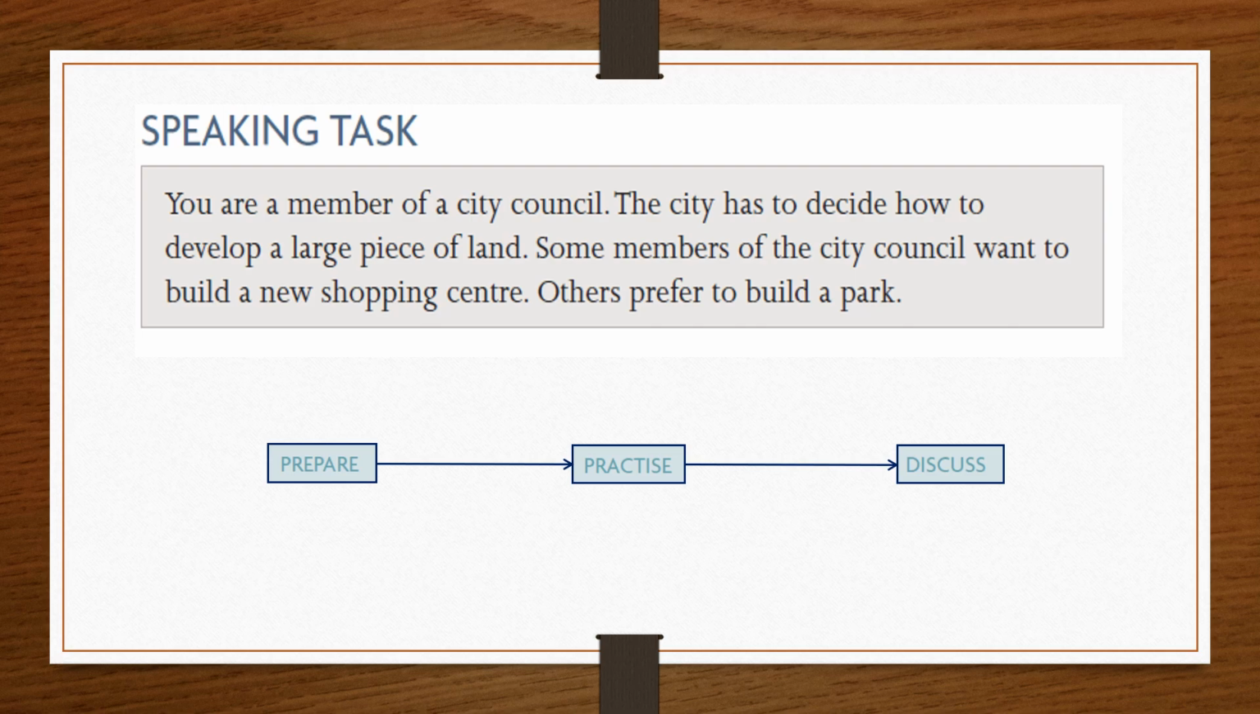Let's have this speaking task together. You are a member of a city council. The city has to decide how to develop a large piece of land. Some members of the city council want to build a new shopping center. Others prefer to build a park.